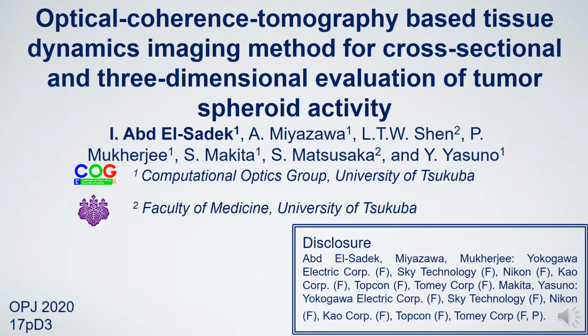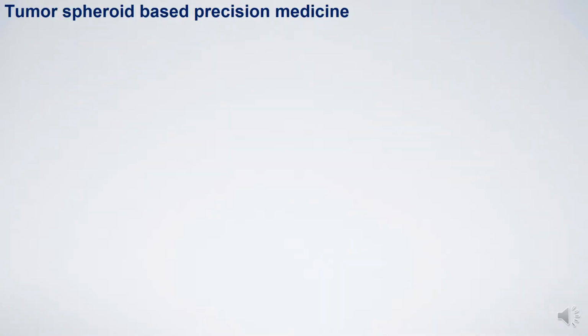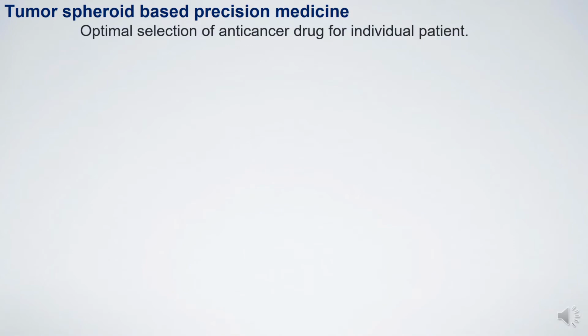Today I'm going to talk about an optical coherence tomography-based tissue dynamics imaging method for cross-sectional and three-dimensional evaluation of tumor spheroid activity. Through this project, what we are interested in is the optimal selection of anti-cancer drug for individual patients.